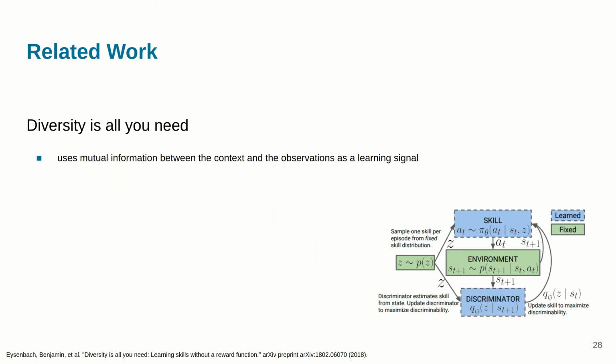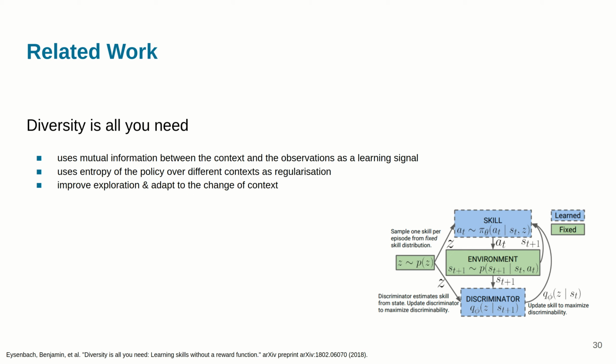Another work that tries to provide a solution for contextual reinforcement learning is the work titled "Mutual information is all you need", which uses mutual information between a current context and its observation as a learning signal, and the entropy of the policy between different contexts as a regularization. It uses this to improve exploration and adapt to the change of the context.